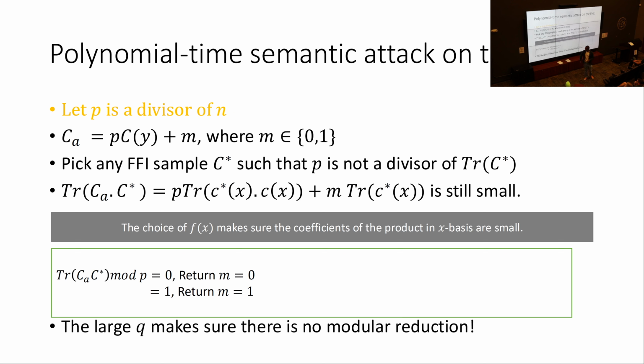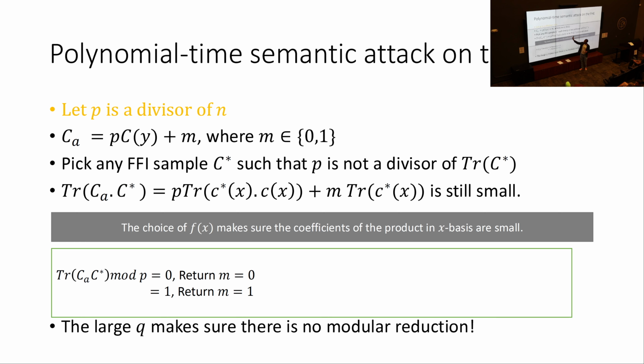Now here, what you can do is pick some FFI sample such that p is not a divisor of this dummy thing that you are considering. Then you can multiply by this dummy FFI sample that you have picked out of nowhere, compute the product and take the trace afterward. Why is it useful? Because now you have p times the trace of some product plus the message times the trace of this FFI thing that you picked.